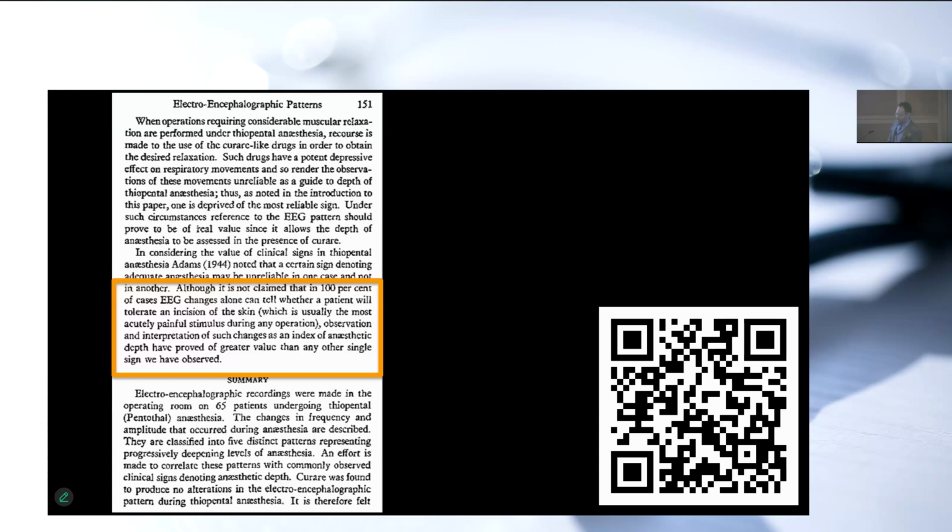And interestingly, they sort of come up with this, I think it's a fairly big statement. They say, although it's not claimed that in 100% of cases, EEG changes alone can tell whether a patient will tolerate an incision, whatever.